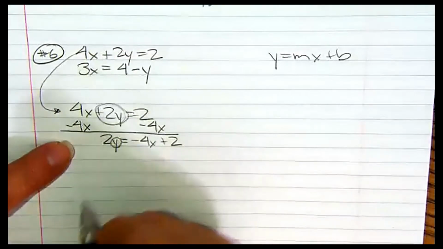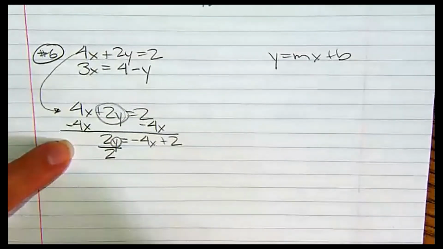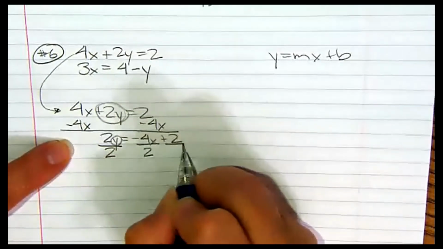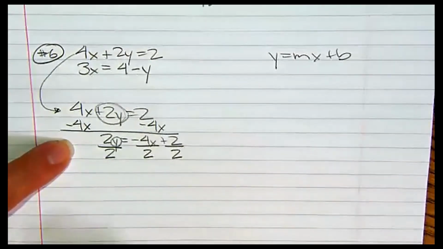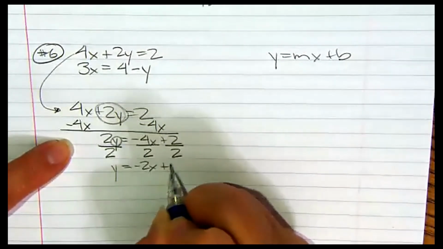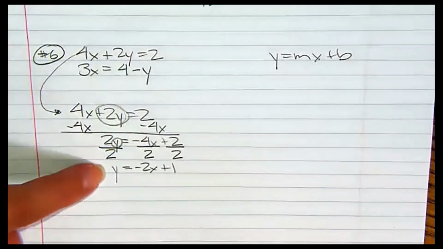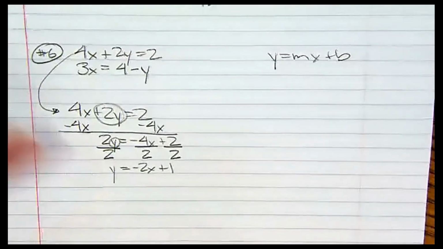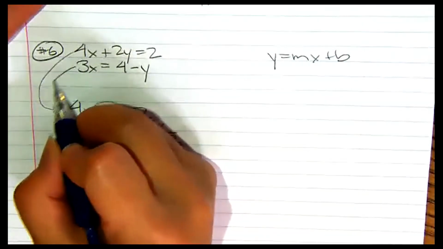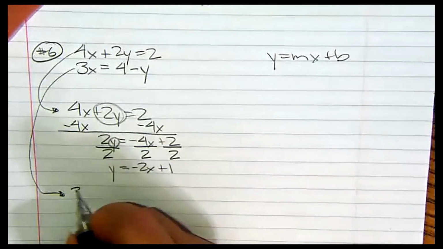So I want to get rid of this times 2. I'm going to divide by 2. What I do to one side, I do to the other. I need to divide each of these terms by 2. So y equals negative 2x plus 1. So here's my first equation in slope-intercept form. Now we need to convert this second equation into slope-intercept form.